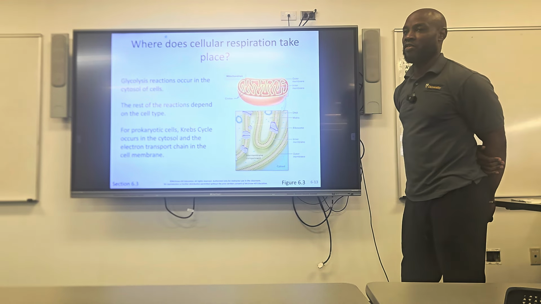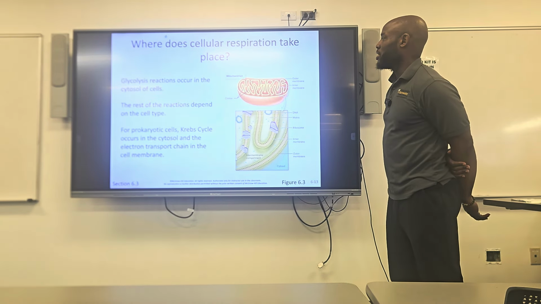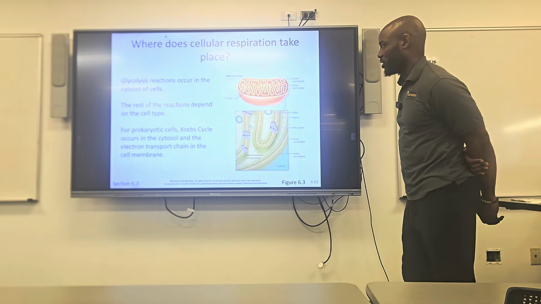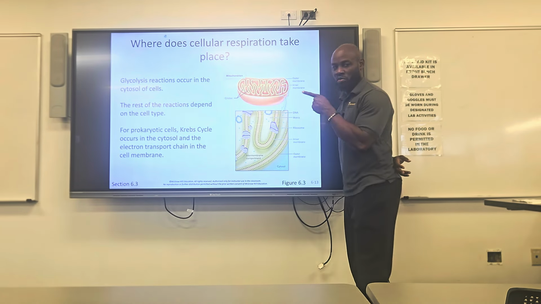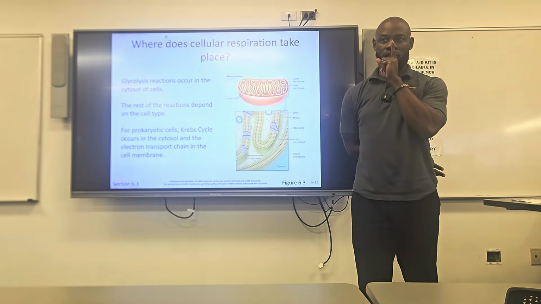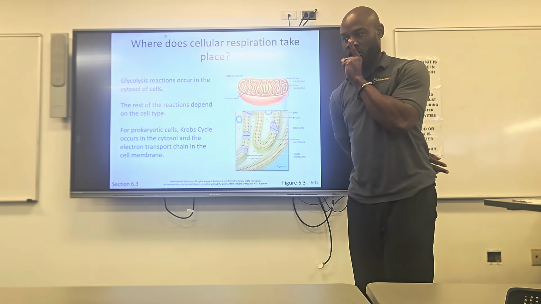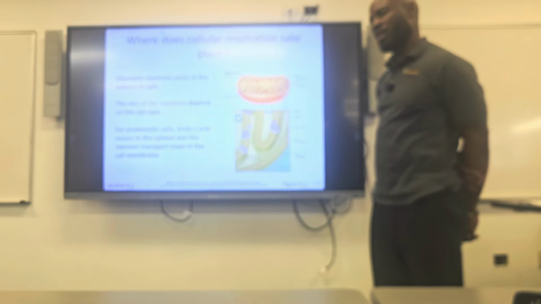All right, so where does cellular respiration take place? In the mitochondria. Glycolysis reactions occur in the cytosol. So what's the cytosol? Anybody remember what that is? Cytosol? Where's cytosol? Miss Pagan.